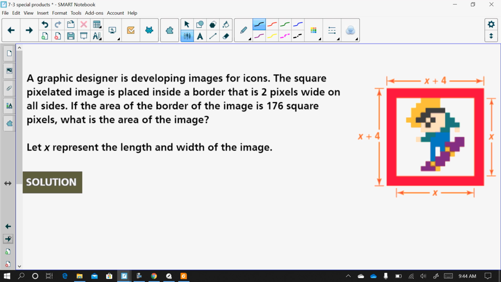Okay, and a word problem. A graphic designer is developing images for icons. The square pixelated image is placed inside a border that is 2 pixels wide on all sides. The area of the border is 176 square inches. What is the area of the image? Okay, so x represents the length and the width.